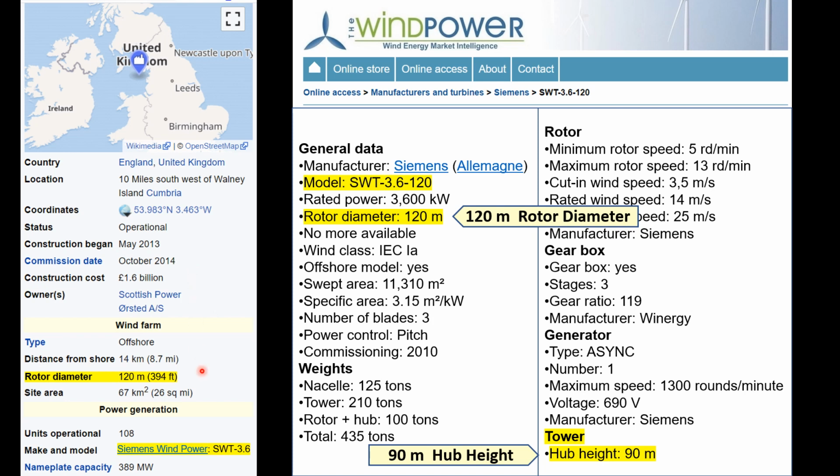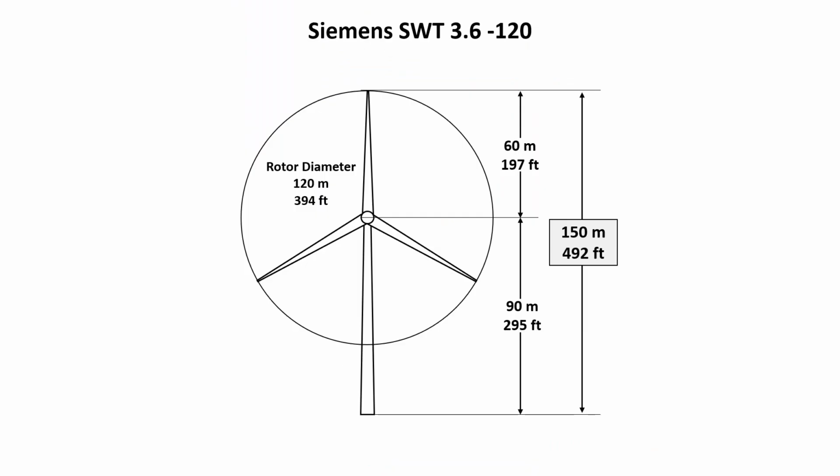So on the left over here, this is from Wikipedia, rotor diameter 120 meters, and this is a Siemens SWT 3.6. Now this is from another website, so we have Siemens model SWT-3.6-120. We got a rotor diameter of 120 meters and a rotor hub height of 90 meters. Now this is a graphic that I drew. So we have a hub height of 90 meters and we have a rotor radius of 60 meters.